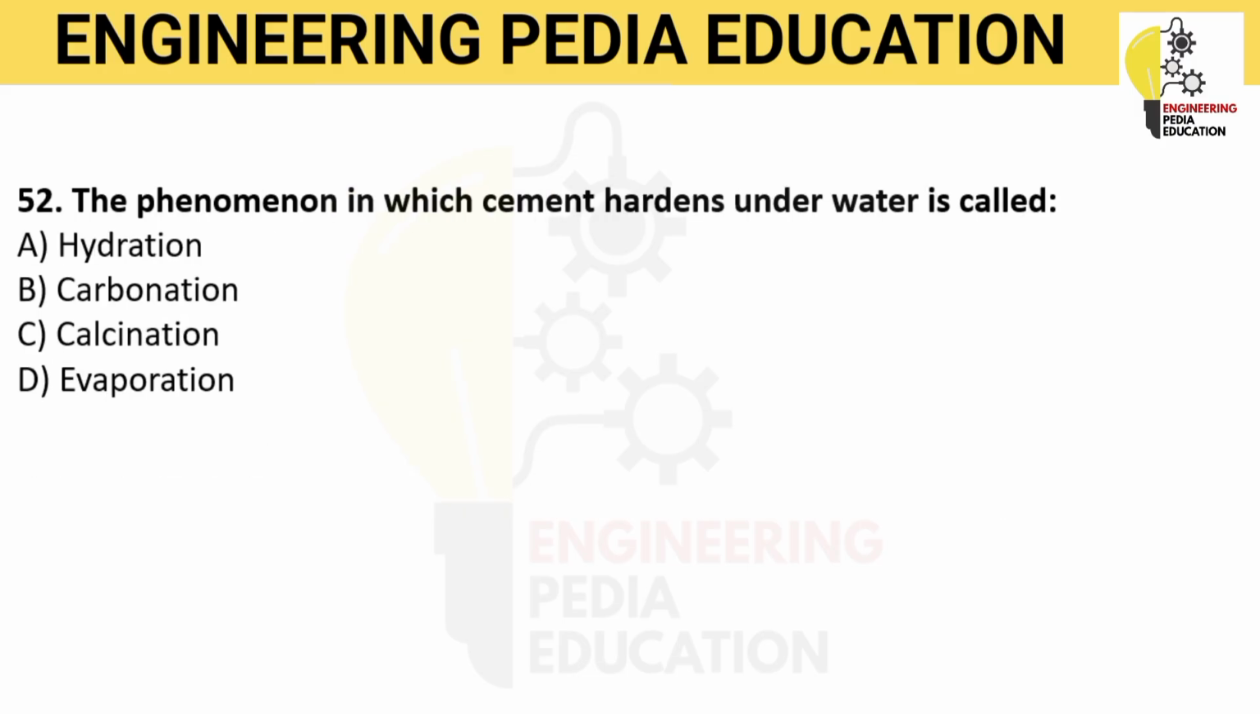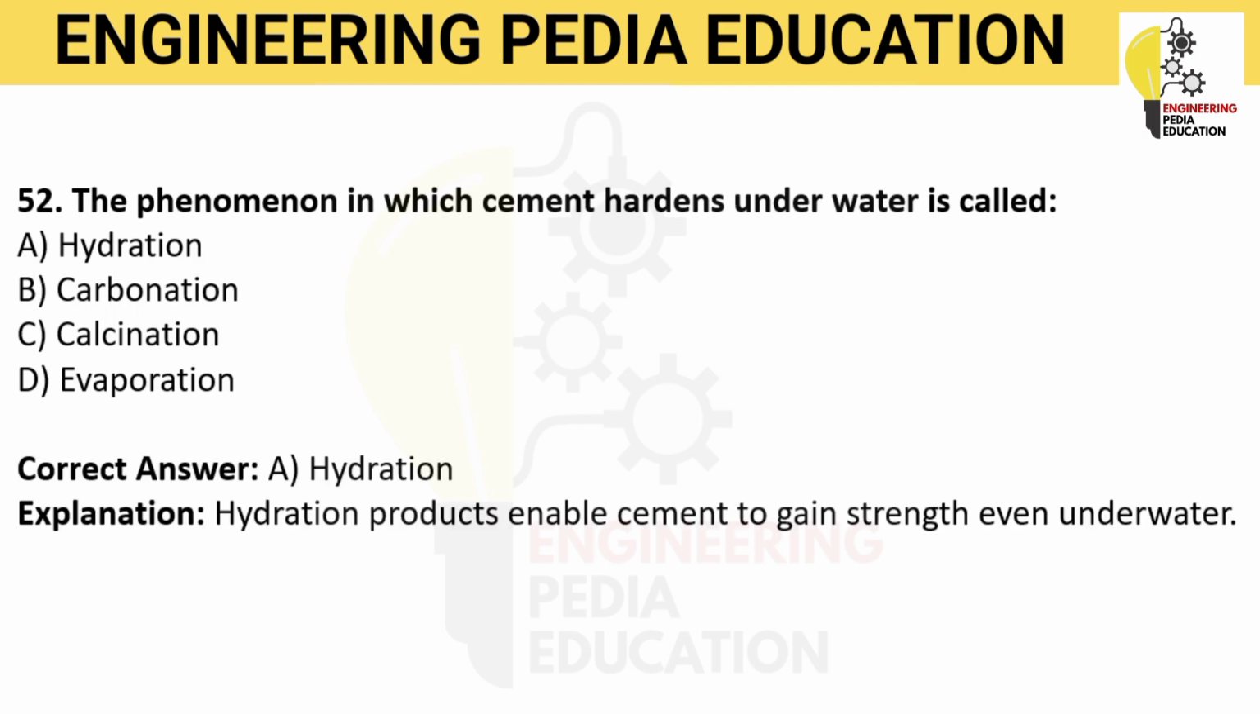The phenomenon in which cement hardens underwater is called hydration, carbonation, calcination, or evaporation. Hydration is a process in which cement gains strength even underwater. Hydration is a process in which heat is evolved, so the product enables cement to gain strength even under water.